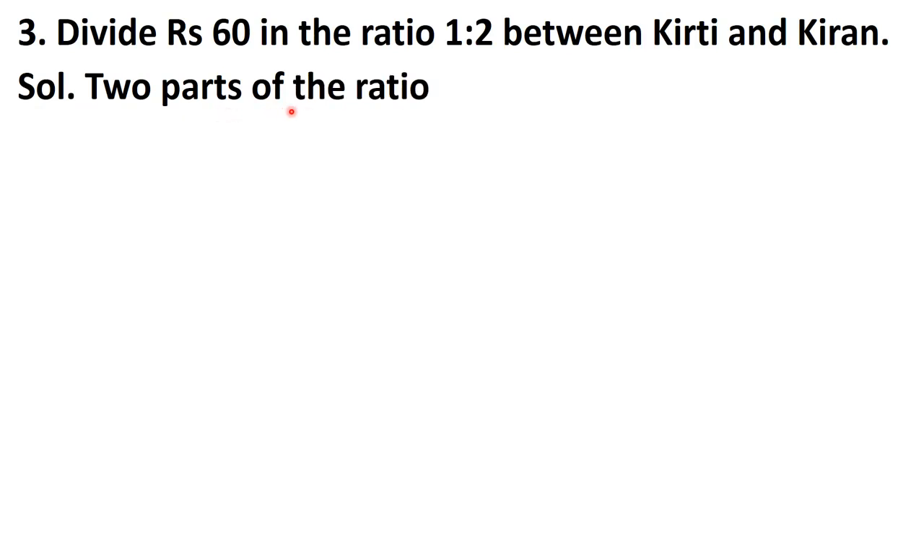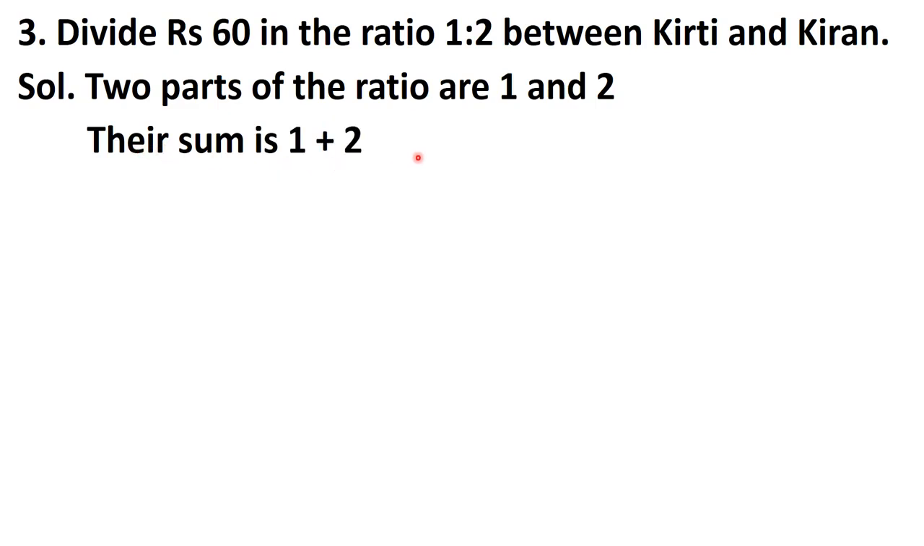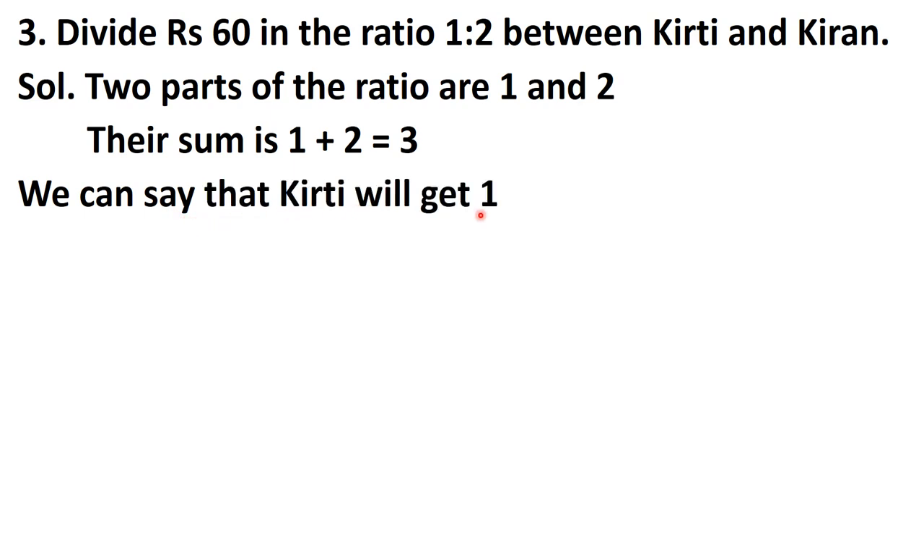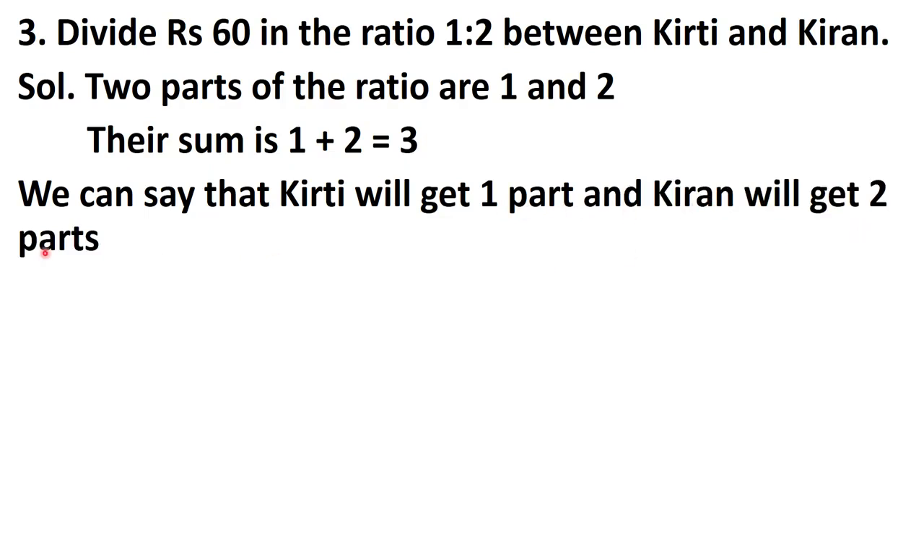The two parts of the ratio are 1 and 2. These are the two terms of the ratio. We will find out their sum. Their sum is 1 plus 2 equal to 3. Okay, this is the first step. Now we can say that Kirti will get 1 part and Kiran will get 2 parts. Out of every 3 parts, because total parts we have 3, Kirti is getting 1 part.